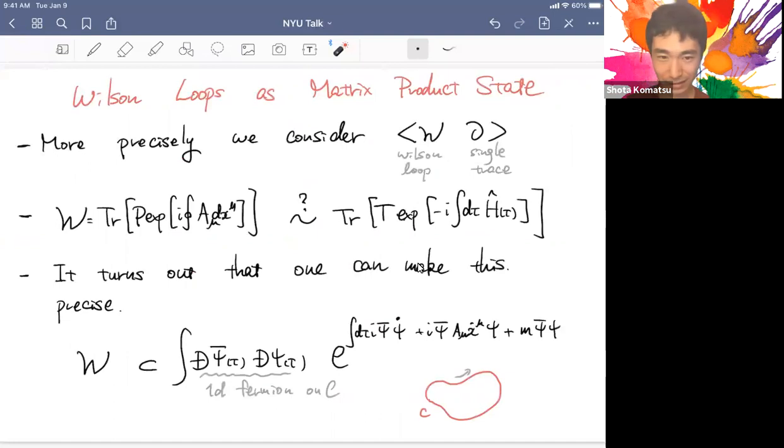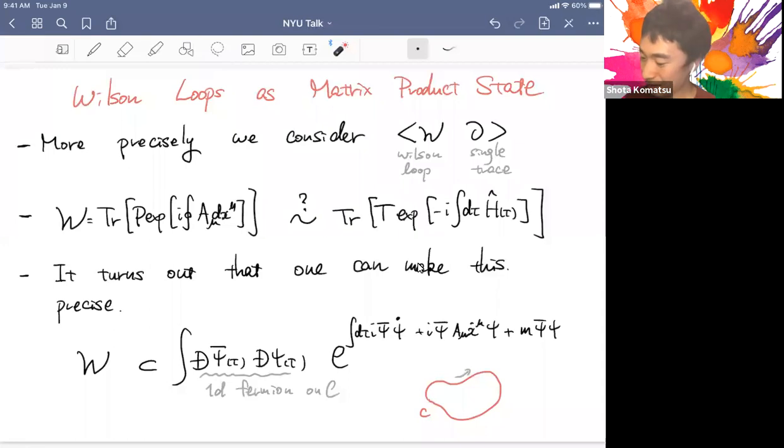In order to see this, let's consider not just the Wilson loop, but the two-point function of a Wilson loop and a single trace operator. This is different from a two-point function of single trace operators because this object is non-local. Now let me make one observation. If you look at the expression for the Wilson loop, which is given by the trace of a path-ordered exponential, then if you remember quantum mechanics, you might think that this is a bit reminiscent of the time-ordered exponential that you would write for quantum mechanics with a time-dependent Hamiltonian.